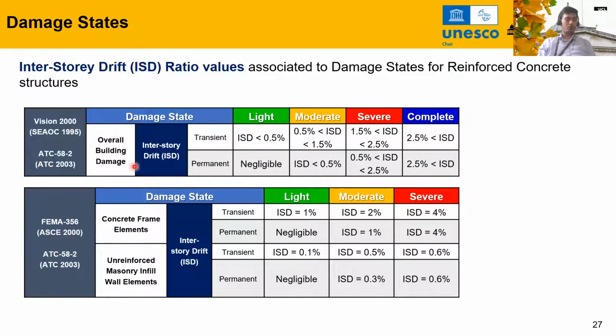For example, for reinforced concrete buildings, an inter-story drift ratio of 2.5% means your building is already in the collapse state. If your inter-story drift ratio is more than 0.5%, then you are already beyond the moderate damage state, and so on. So these numerical values of drift are very important indicators of the damage states, and we need to use these in our numerical analysis. We will come back to that later as well.